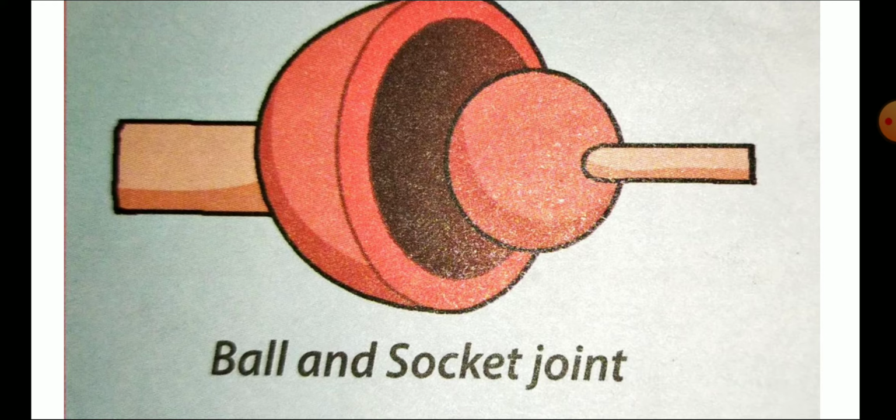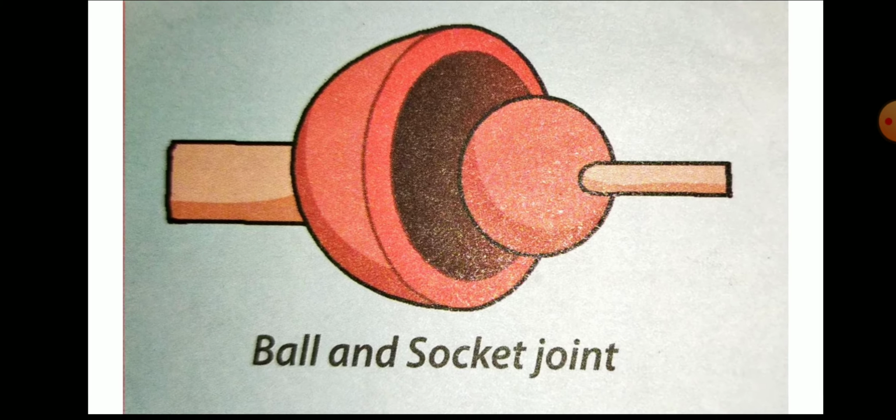The shoulder bones and hip joints are examples of ball and socket joints. What are the joints? Shoulder and hip joints are examples of ball and socket joints. Remember, children, ball and socket means the shoulder joint as well as the hip joint. Hip joint means what? The end of the upper portion of your leg, there the joint is the hip joint. Then come to the next diagram.